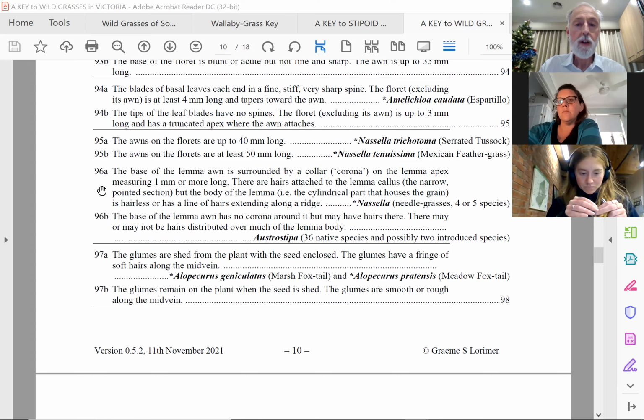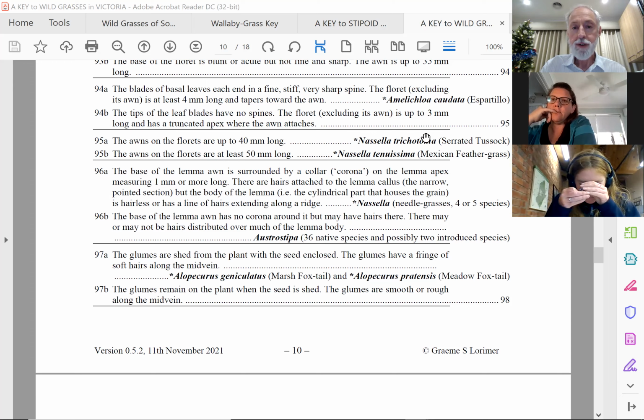There are hairs attached along the lemma callus, the narrow pointed section, but the body of the lemma, i.e. the cylindrical part that houses the grain, is hairless or has a line of hairs extending along a ridge. Now, if you're good with your hand lens, you'll see that line of hairs that extends along a ridge. And so this is Nacella. It's not the two above, but that still leaves 4 or 5 species in Victoria that we could have. And that's as far as we can go with this. Then we would be going to the key to stipoid grasses.